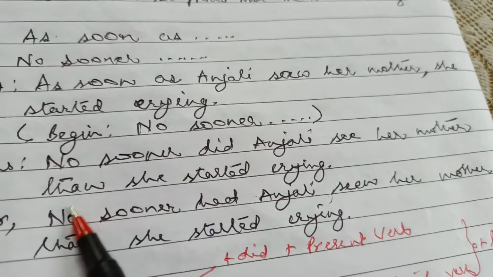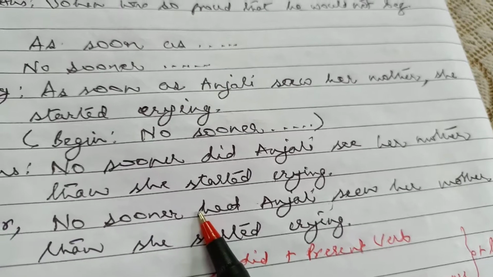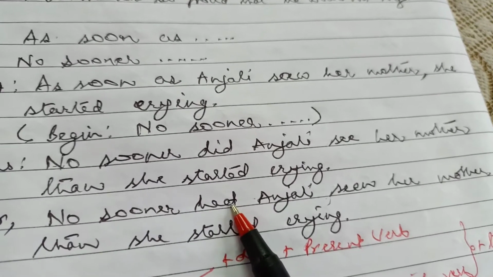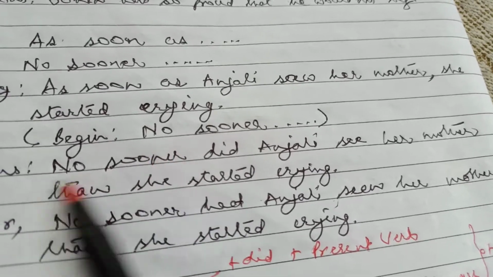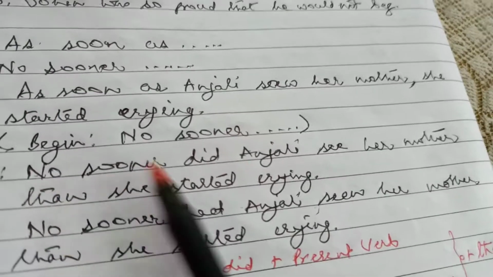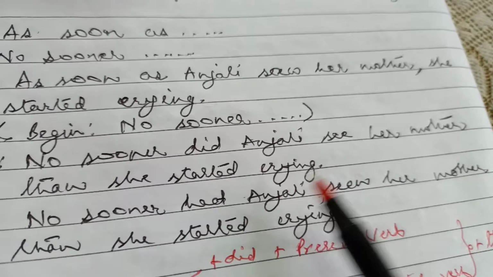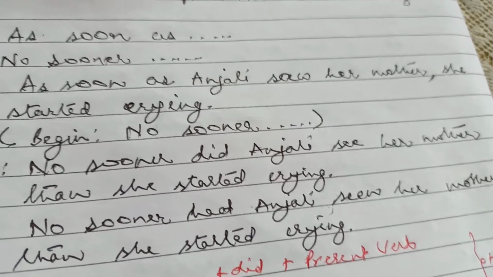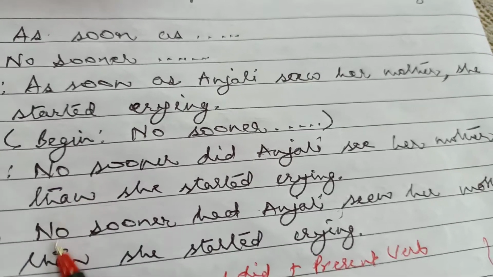Now look here. With "no sooner", we have used "than", in the case with "did" and in the case with "had". In both cases we have used "than". So why is it that "than" is common with "no sooner"? We could have also written "No sooner did Anjali see her mother and she started crying" or "No sooner had Anjali seen her mother and she started crying." Can we write that or not? We can, but it is not grammatically correct. Using "than" is correct here. We have to use "than".